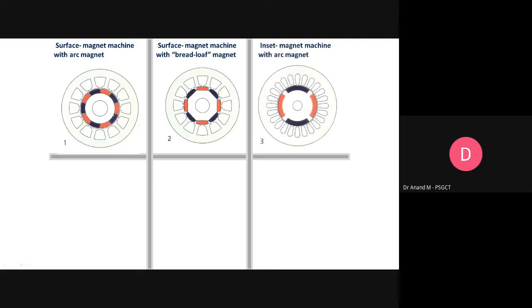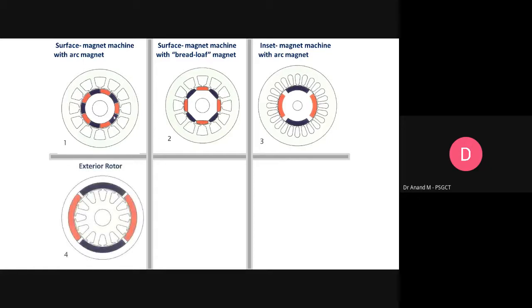Third one, the magnet with the arc shape in an inset type of profile. Then an exterior rotor, where normally we say the stator is outside and the rotor is inside, but in some configurations we mandatorily require the rotor to be outside and the stator inside, and the rotor can be of the arc-based SPM types.